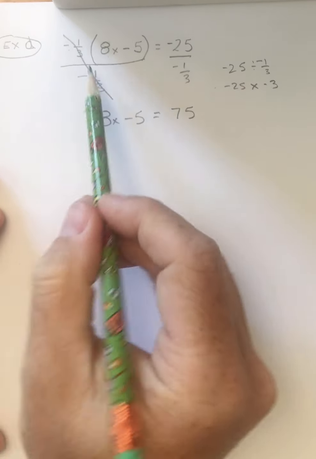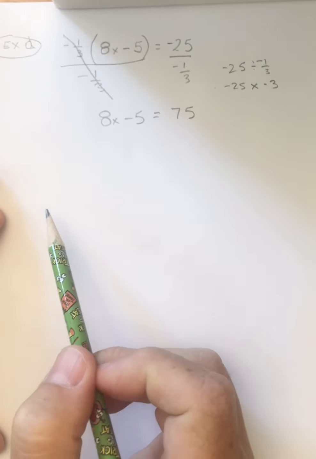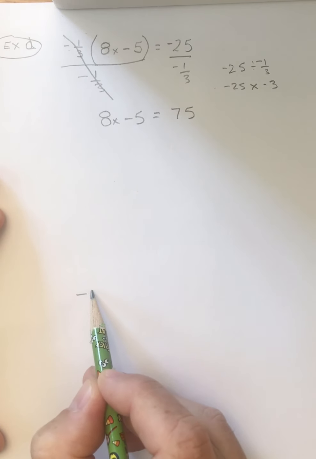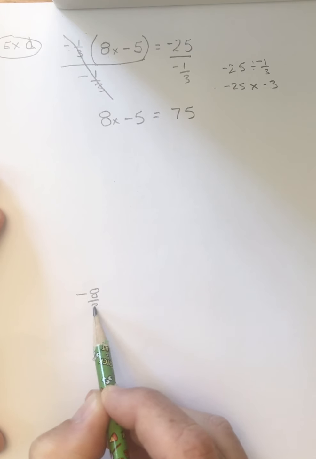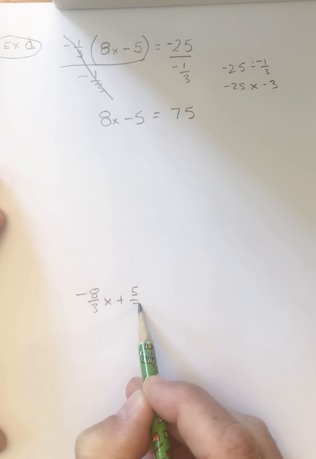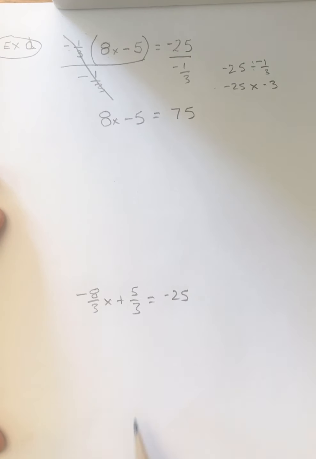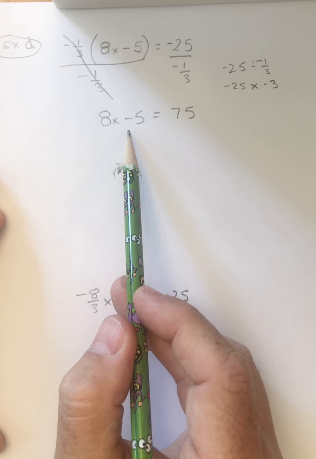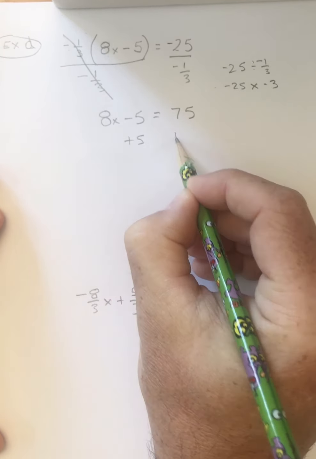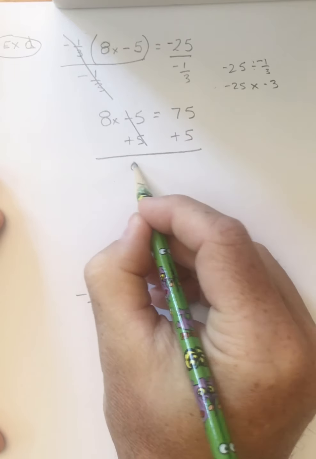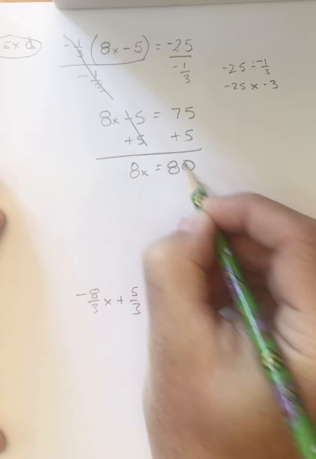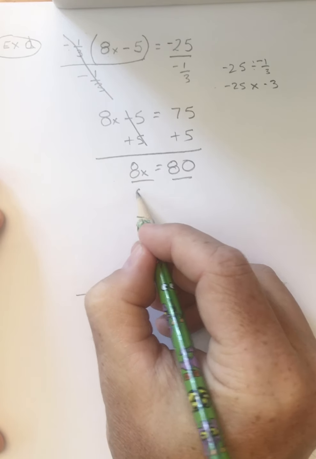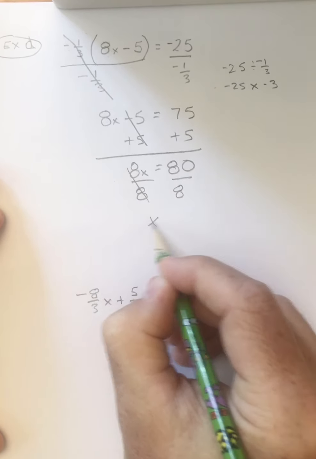Now we've taken this ugly thing, that could have looked like this after we distributed: negative 8/3 x plus 5/3 equals negative 25. It could have looked like that, and everyone is groaning when they see this. However, if you get to the point where it looks like this, you're in good shape. All right, so I'm going to add 5, cancels, I get 8x equals 80. And you obviously see what's going to happen here. I got x equals 10.